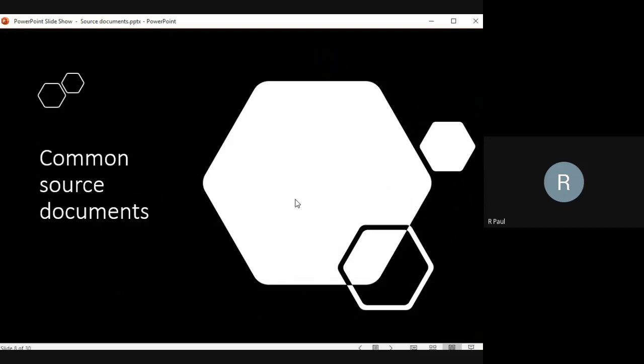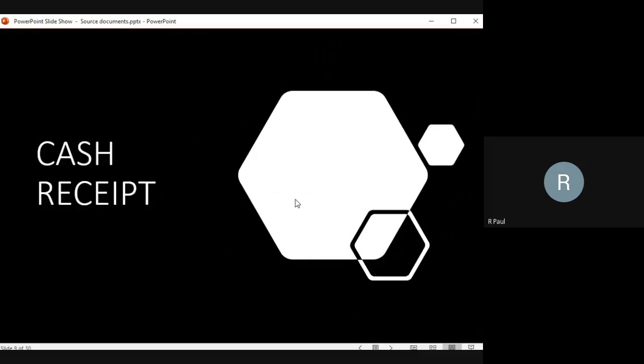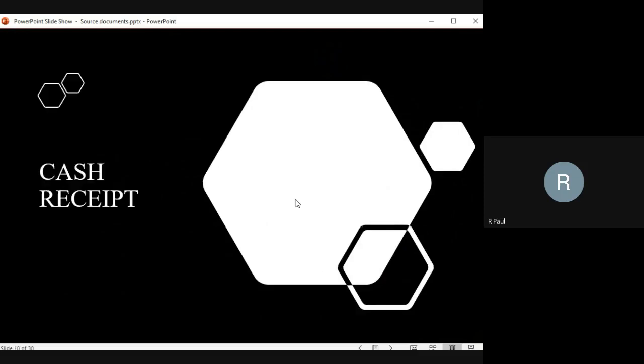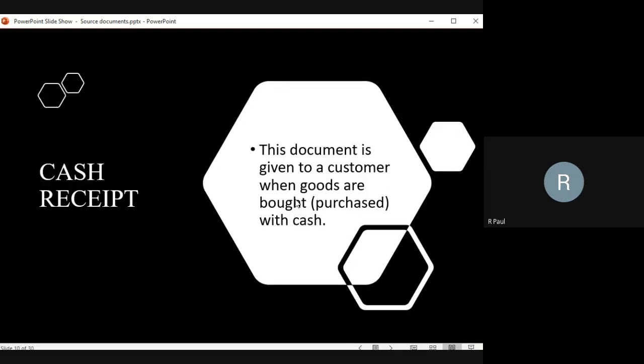Now, some common source documents that we will be looking at today are cash receipts, invoices, credit notes, and a special mention to the debit note. Cash receipts. Now, with cash receipts, this is a document given to a customer when goods are bought or purchased with cash. So all your cash transactions, or maybe a check transaction, is recorded in a cash receipt.